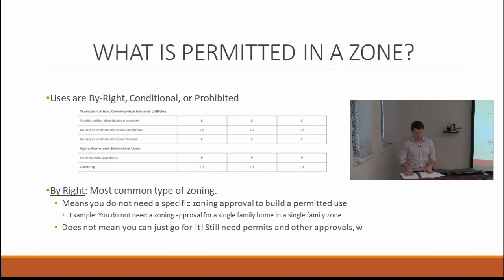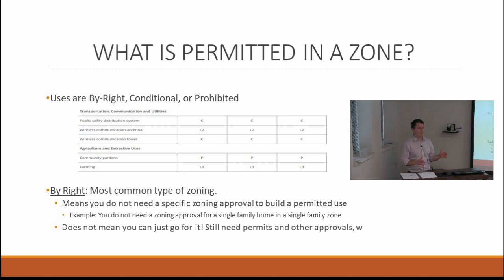Now we talk about what is permitted in a zone. I said that in that district, for example, the minimum lot size is 6,000 feet. It'll tell you what the dimensional requirements are. So if you bought a vacant parcel of property and you wanted to develop a single family home there and you had it comply with all the dimensional requirements, then that is going to be by right zoning.